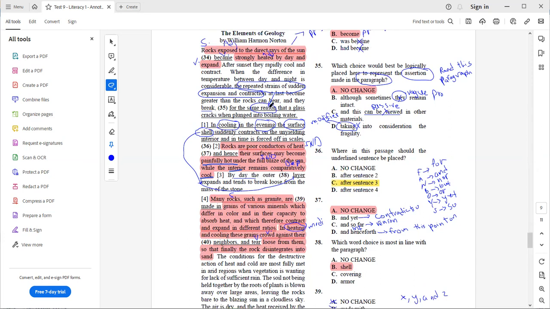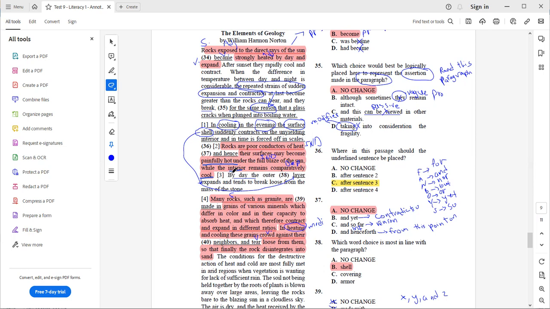I think we read this. Yes, but here it talks about the reasons, cooling and warming. Do you feel that we're going to keep it here? Because here it talks about cooling only. It should change. So look after sentence 2. Read sentence 2 and find. Rocks are poor conductors of heat and hence their surfaces may become painfully hot under the full blaze of the sun while the interior remains comparatively cool. But here he talks about the sun and the morning, and here he talks about the evening. So it's not related. Look after sentence 3.